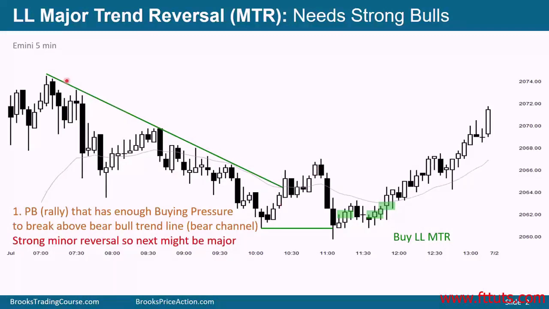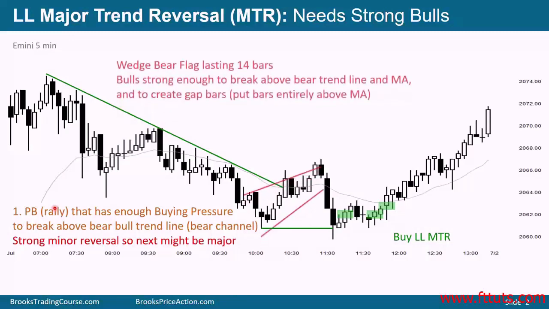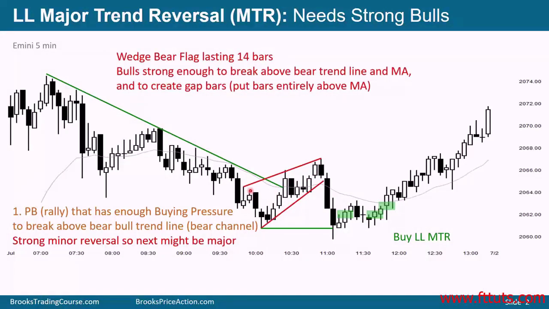A rally breaking above the bear trend line, breaking above the top of the bear channel, a very strong minor reversal, and therefore traders wonder if the next reversal will be even stronger and become a major reversal into a bull trend. We have a wedge bear flag, which is a reasonable candidate for a final bear flag before a reversal. Moving average gap bars usually leads to the final leg of a bear trend before the bulls get an attempt at a major trend reversal.